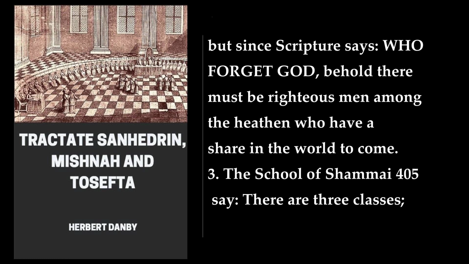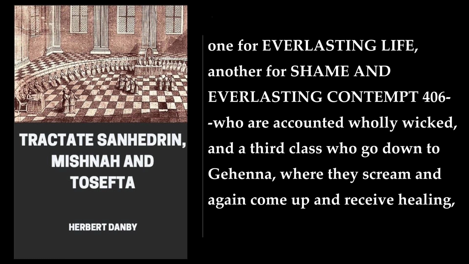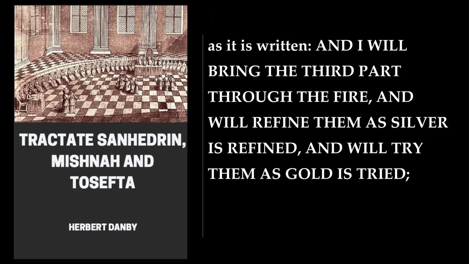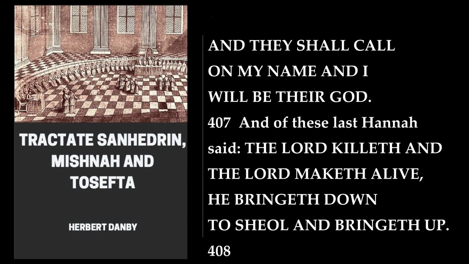3. The school of Shammai 405 say, there are 3 classes. 1 for everlasting life, another for shame and everlasting contempt 406, who are accounted wholly wicked, and a 3rd class who go down to Gehenna, where they scream and again come up and receive healing. As it is written, and I will bring the 3rd part through the fire, and will refine them as silver is refined, and will try them as gold is tried. And they shall call on my name and I will be their God.